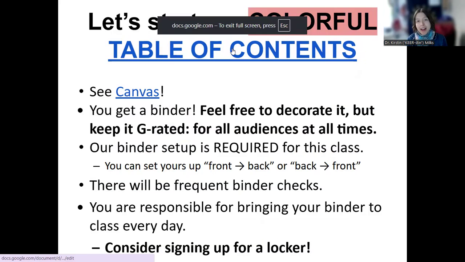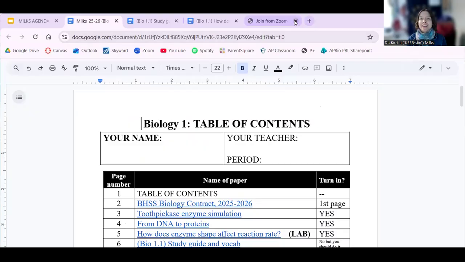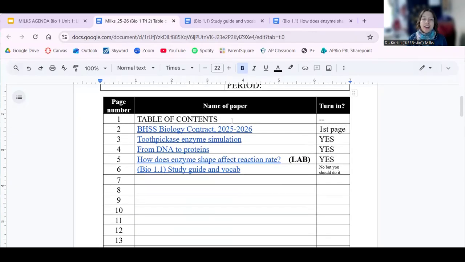So today I handed out the colorful table of contents. This year, the paper happens to be pink. It just so happens. And so this page is pink. So far, we've written in everything that you have gotten from us in class, including the study guide and vocab. Please note the study guide and vocab is not something you turn in, but you should do it. It is a way to study for this class.